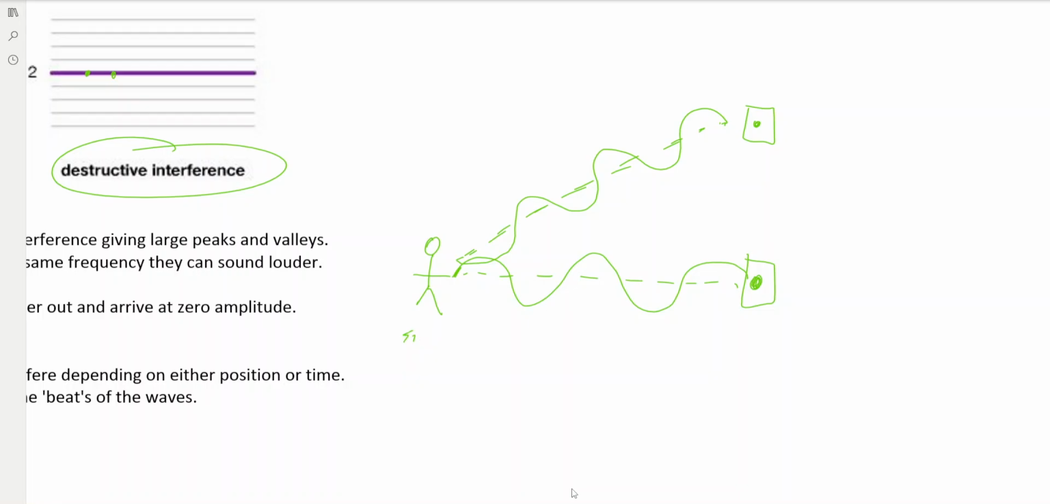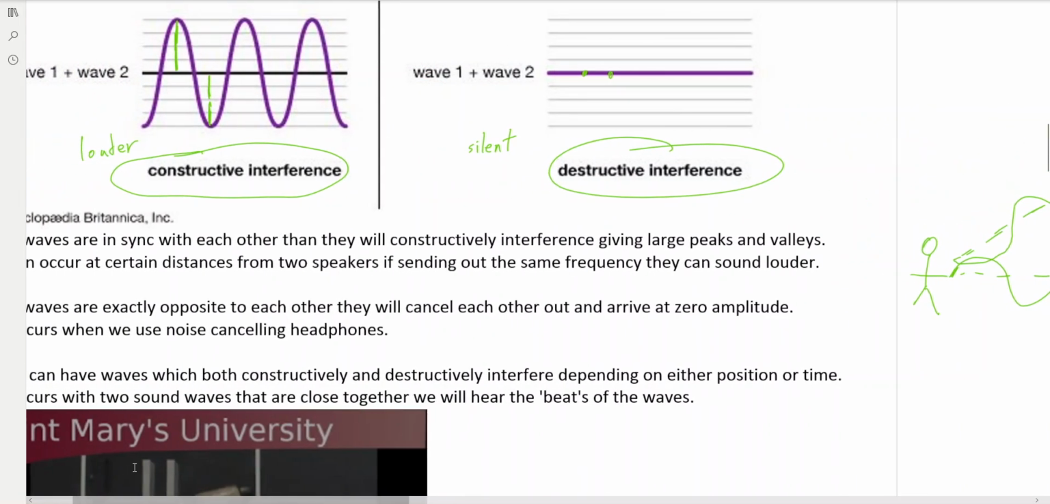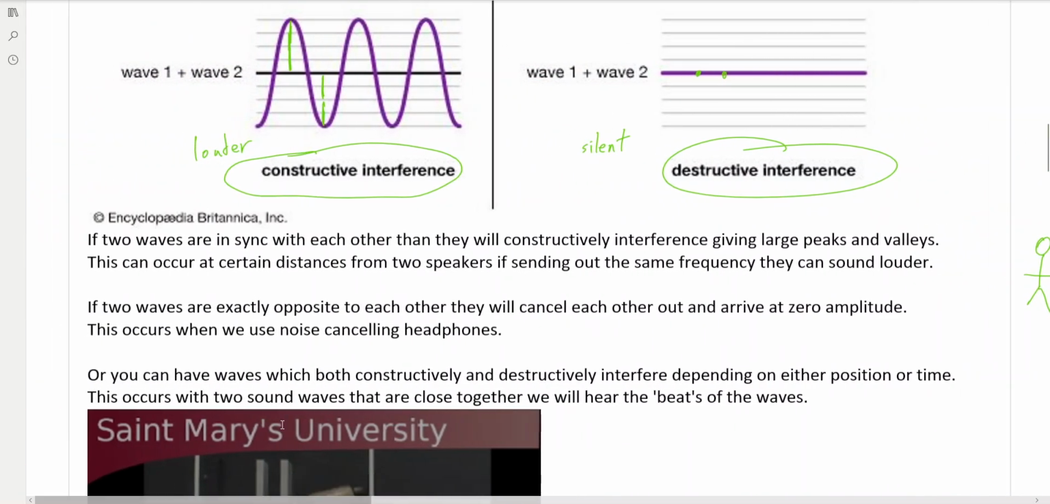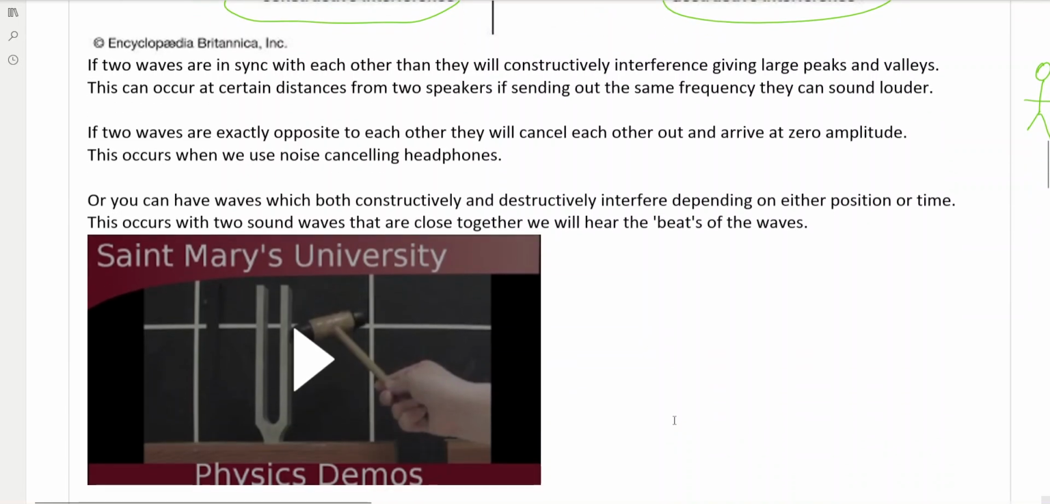Or if they were in sync with each other, then it'd be louder. So you can get this actually to do it either way, depending on where you are standing. If two waves are exactly opposite to each other, they will cancel each other out and arrive at zero amplitude. This happens with noise-canceling headphones.